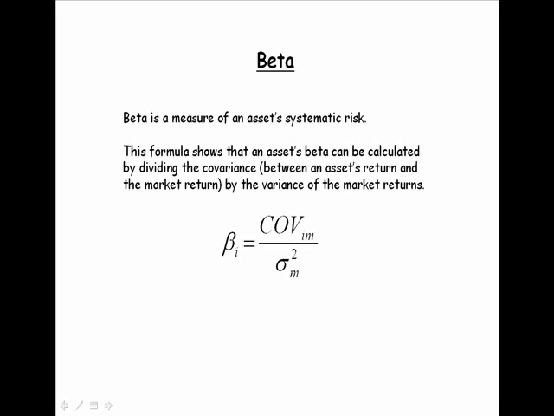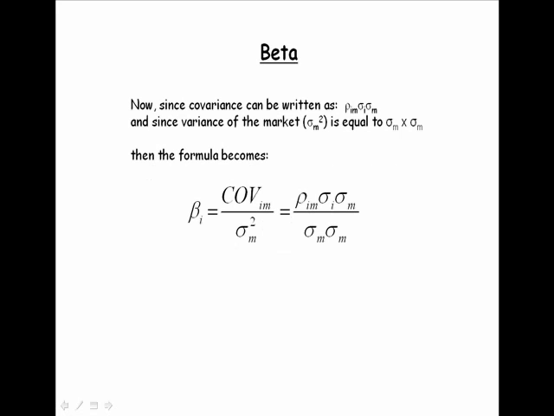Beta is a measure of an asset's systematic risk. We remember that beta is a measure of how an asset moves relative to the market portfolio. Now this formula shows us just that. It shows us that an asset's beta can be calculated by dividing the covariance between an asset's return and the market return by the variance of the market returns.